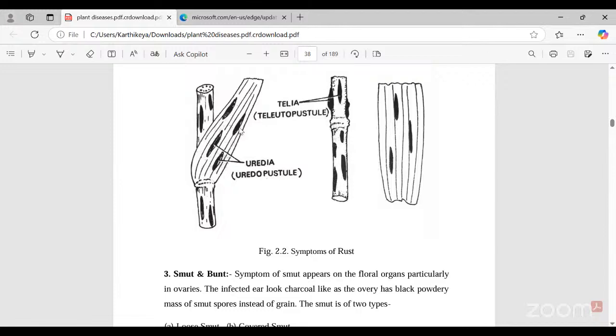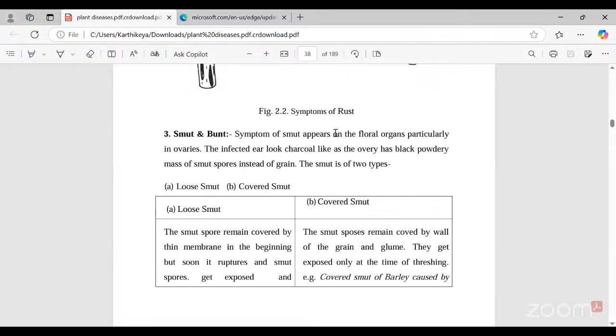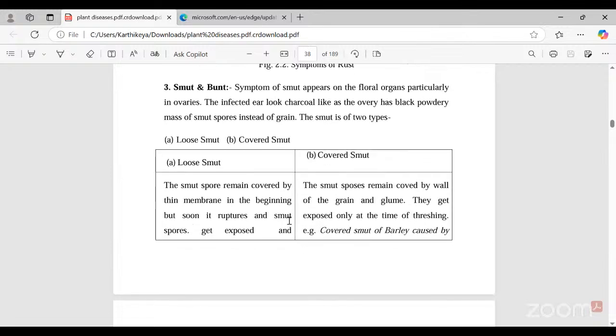See here, this is the teliospore. These are the urediospores. Teliospores are always black in color. Urediospores are always red in color. Smut is of different types: loose smut and covered smut. The smut can also be divided into two parts, loose and covered smut.